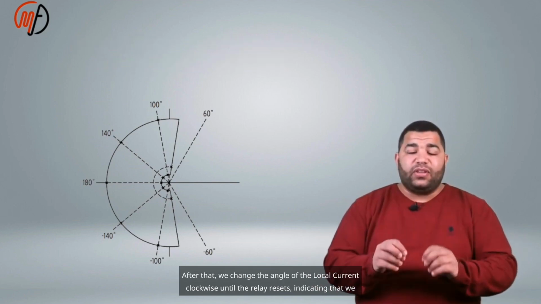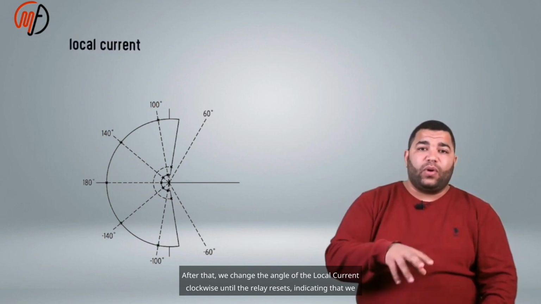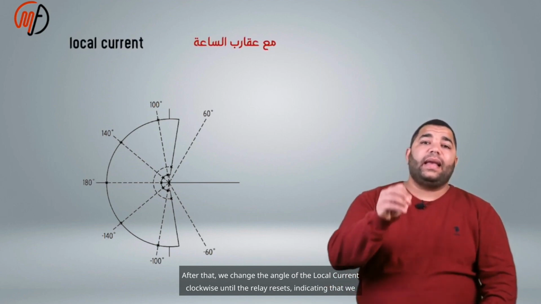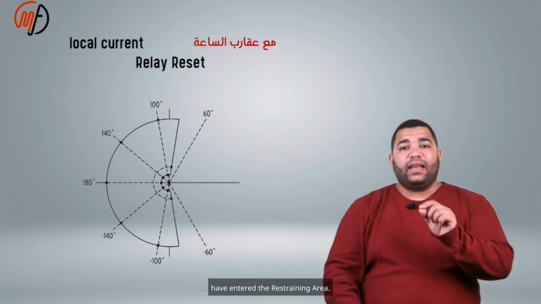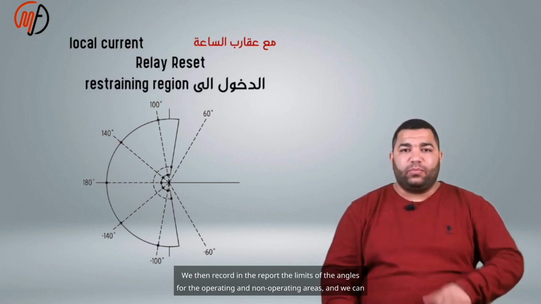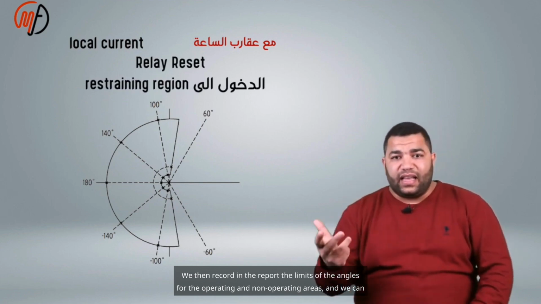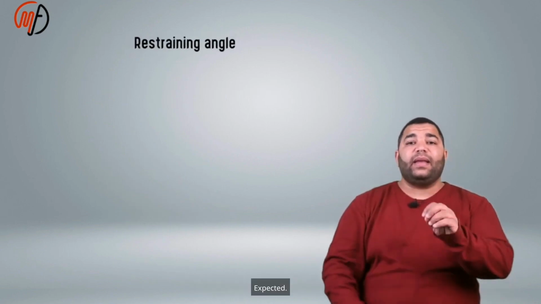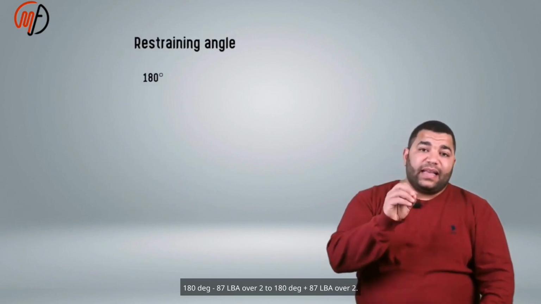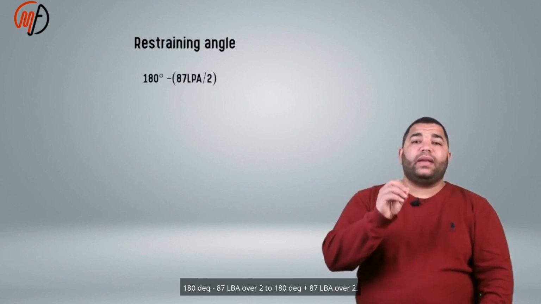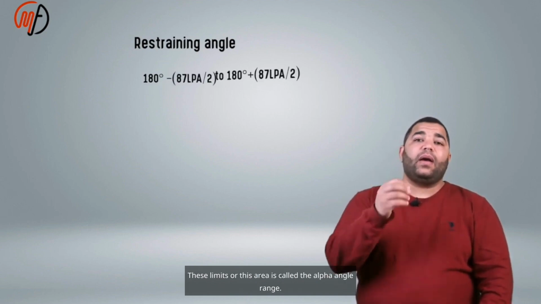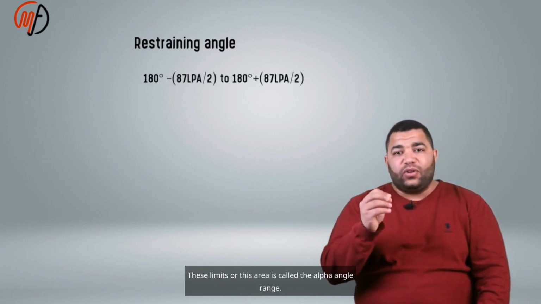After that, we change the angle of the local current clockwise until the relay resets, indicating that we have entered the restraining area. We then record in the report the limits of the angles for the operating and non-operating areas, and we can find the expected limits of the restraining angle: 180 minus 87LBA over 2 to 180 plus 87LBA over 2. These limits, or this area, is called the alpha angle range.